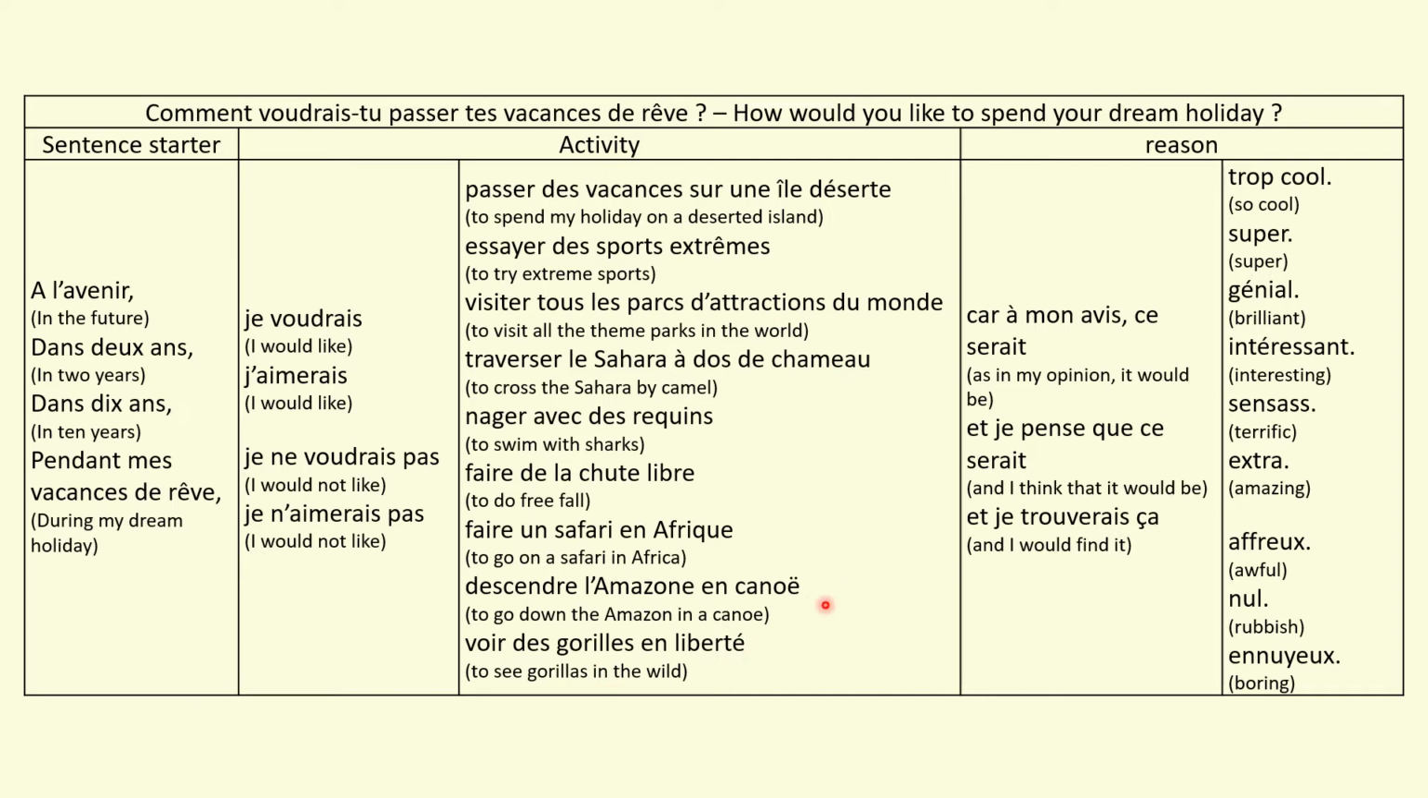Well done. Now I know this vocabulary is not easy to say, so well done for trying it, and well done to the people that actually tried it more than once and really wanted to say it correctly. That's really good. The last two columns, you've got reasons why you would like or would not like to do all these activities. The last column is very familiar because we've been working on that as well last week. And then in the middle there, you've got car, à mon avis, ce serait, et je pense que ce serait, et je trouverai ça. So these are phrases we'll be working on as well in the coming activities.